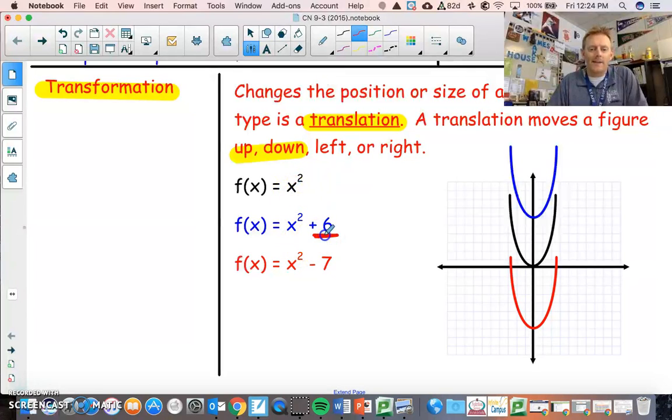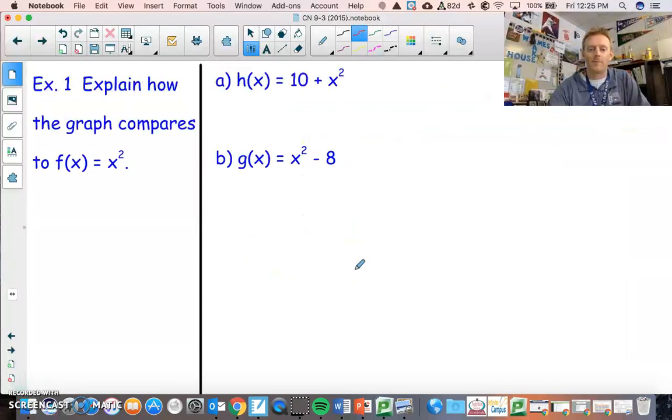If we add a 6 to that parent graph, it shifts this entire graph up 6 spots. If we subtract a 7 from the parent graph, it shifts the entire graph down 7 spots. So just like you would think, if it says plus 6, that goes up 6. If it says minus 7, it goes down 7. So you're just going to look at those things to determine if it goes up or down. Our job right now is to explain that the graph shifts up or down compared to the parent graph.